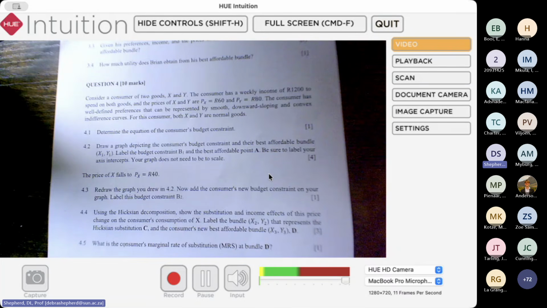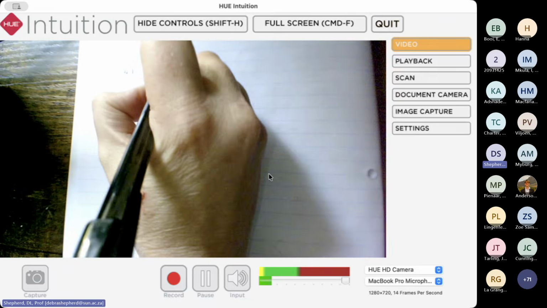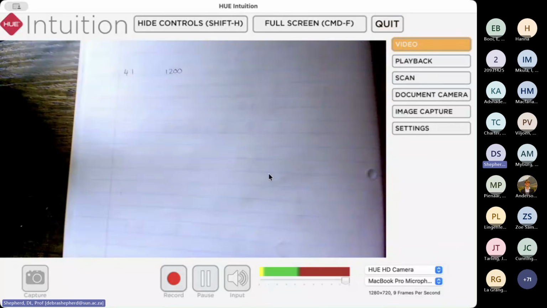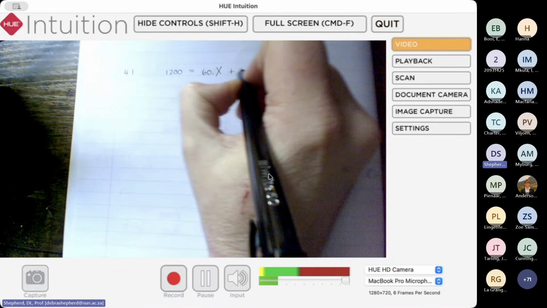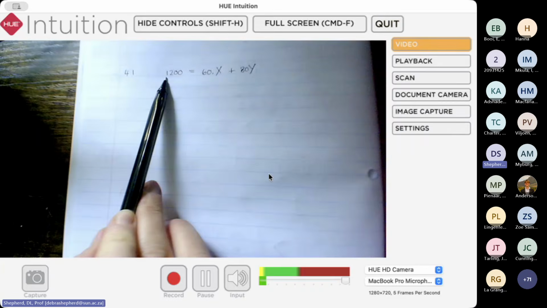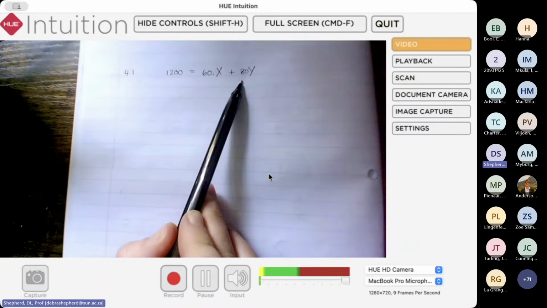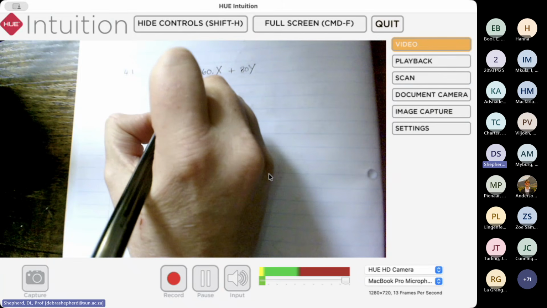So the 2 answers I would have accepted for 4.1 is 1,200, the income, is equal to 60 times X plus 80 times Y. So that's one way we could represent it. This basically implies total income must be equal to total expenditure. The other representation would have been Y is equal to the real income of Y, so 1,200 divided by 80, plus 60 over 80 X. Now you could have simplified that, but essentially I would be happy with that.